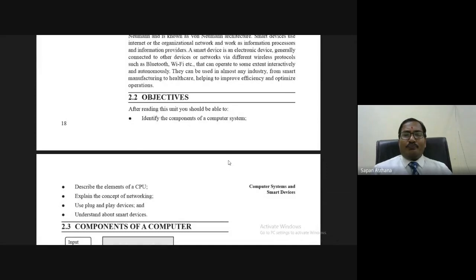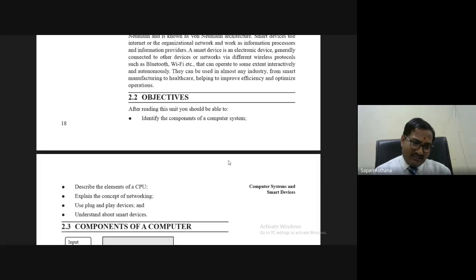Learners, as you know, information technology and the information system is a very, very broad aspect, but we must know how the computer system works, how we identify the components of the computer system, what are the various elements of the CPU, how networking works, and use plug and play devices, and understand about smart devices.